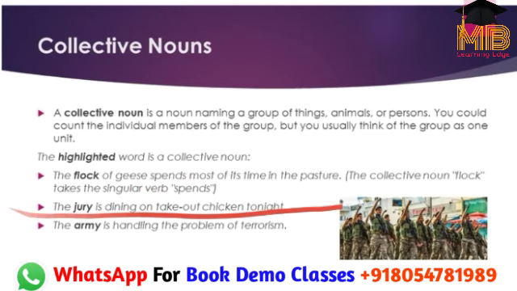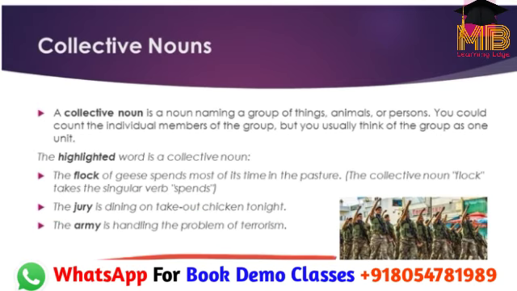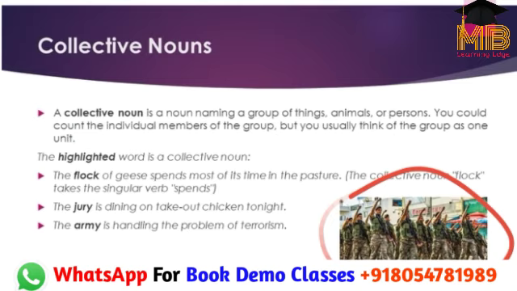Next, the jury is. Please know this fact that with the collective noun also you're using a singular verb, right? Because this whole entity is describing one thing. It's not a plural form. The jury is dining and taking out chicken tonight. The army is handling the problem of terrorism, right?